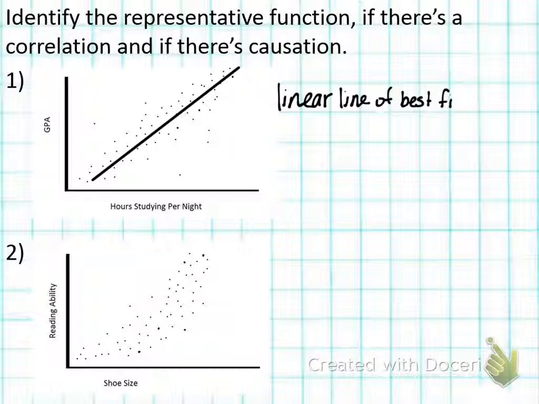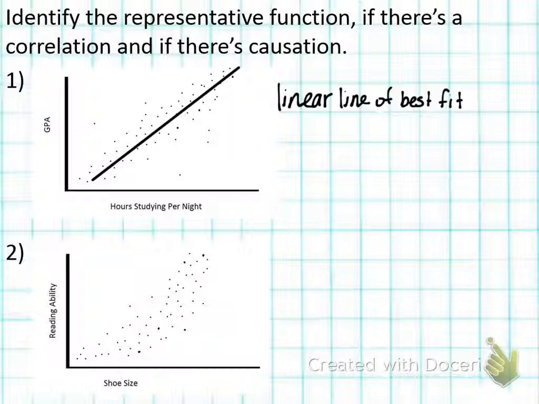Okay? That's for number 1. So what did I just do? I looked at what we're comparing. We compared hours of studying to GPA. I noticed that all my dots clumped together as a nice line, and I drew a line, because that's what I noticed, it's a line. And then I wrote, it's a linear line of best fit, okay? That's number one. That's all you're doing is identifying, is it a line, quadratic, or exponential, okay?